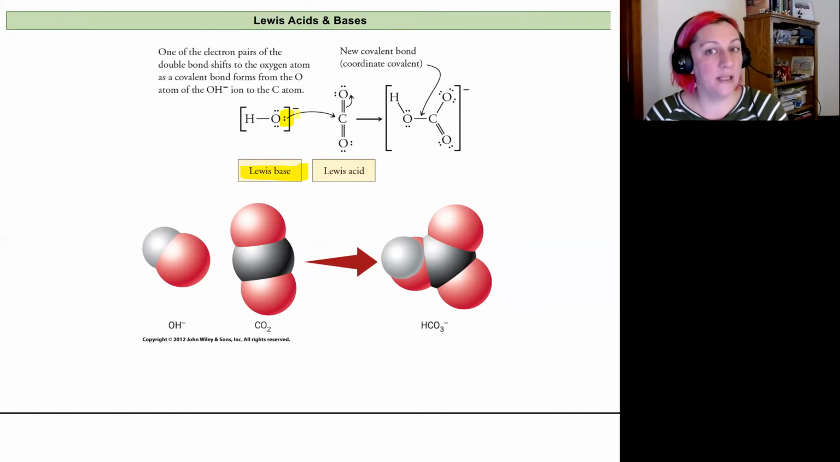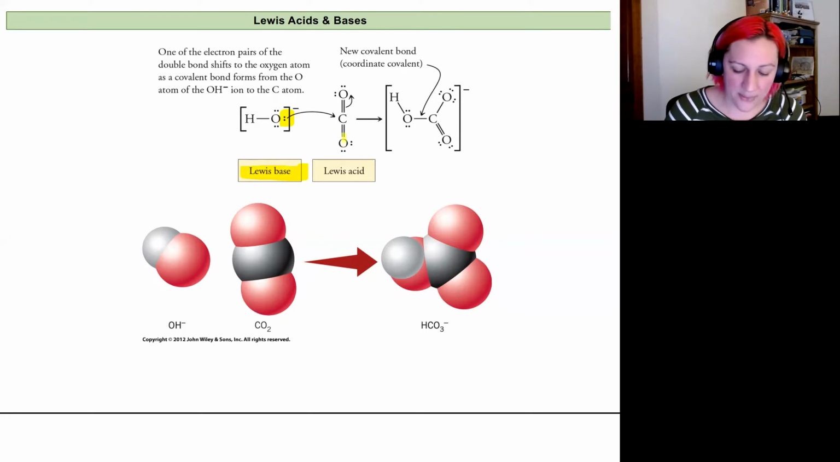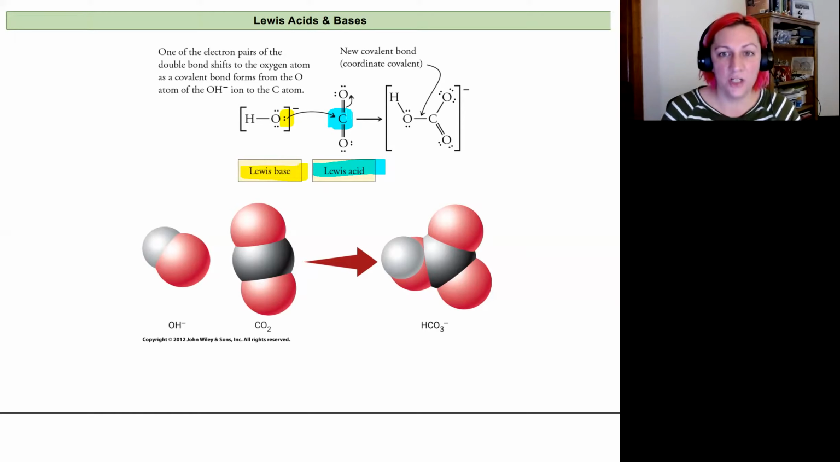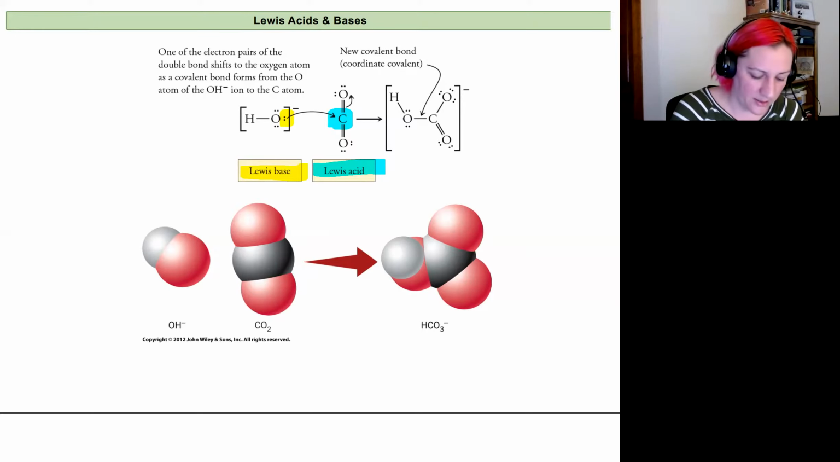Now, carbon and oxygen can't expand their octets. They're in the second row of the periodic table. But carbon has 2 sets of multiple bonds, which can move around and create space. And so what happens is a bond forms between the oxygen and the carbon, which is our Lewis acid right here. And we shift the bond. So some of the electrons that are shared between the carbon and oxygen, let's get a different color.